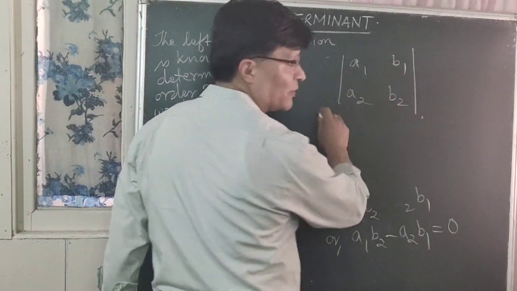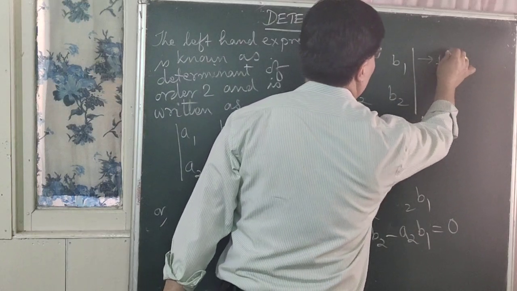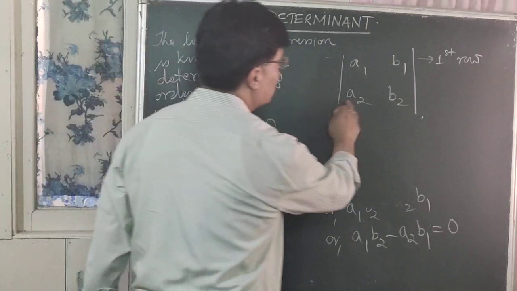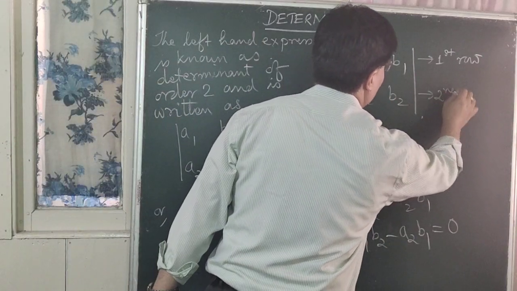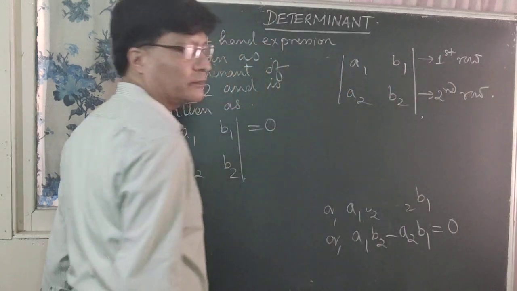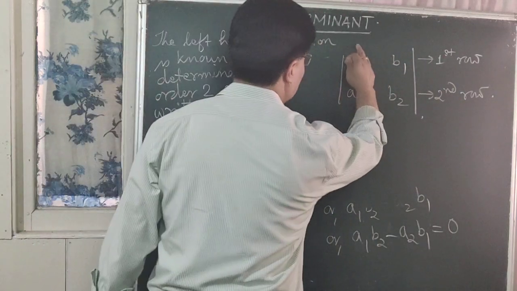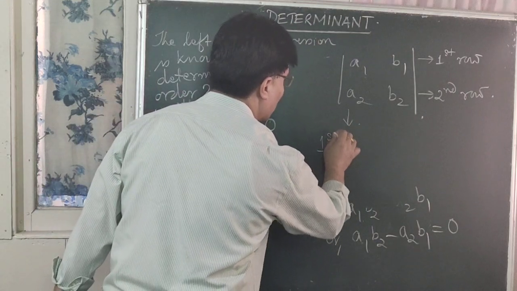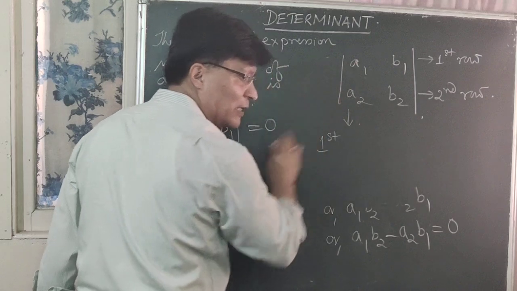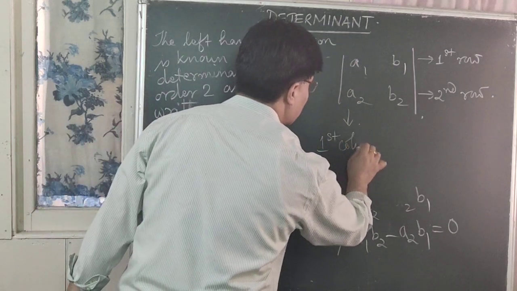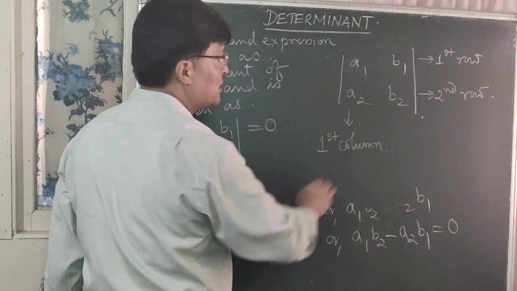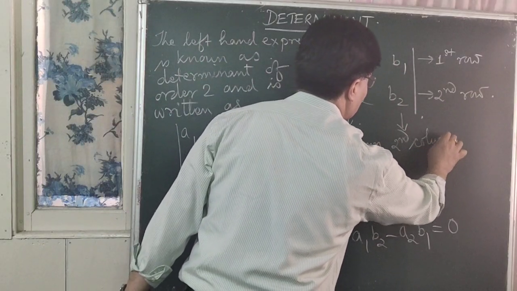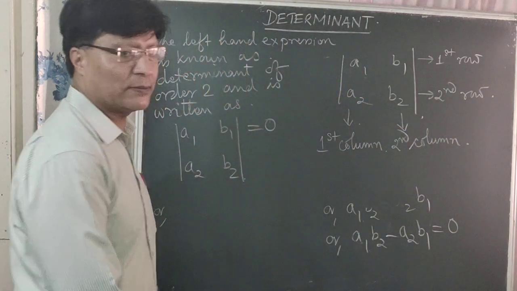This a1, b1 is the first row. And this a2, b2 is known as the second row. And this a1, a2 is known as the first column. This vertical is known as column. This is the first column, and this b1, b2 is the second column.